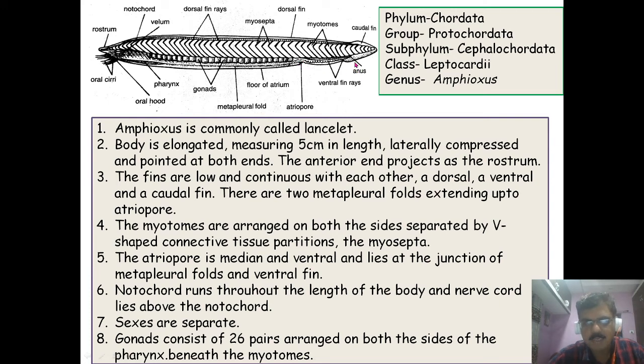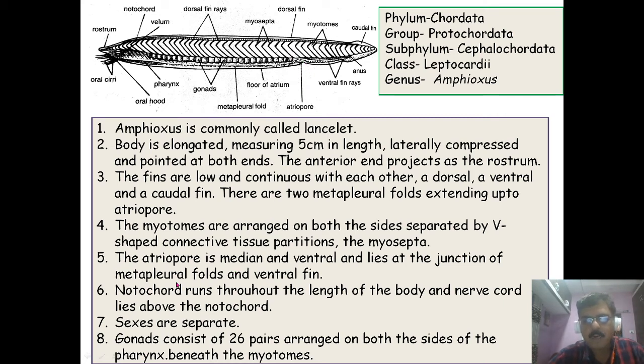The atriopore, this is the atriopore, this is the opening. It has 2 openings, one is the atriopore and the other one is the anus. The atriopore is median and in the ventral position and lies at the junction of the metapleural folds and the ventral fin. From there the ventral fin starts, and there the metapleural folds end. At the junction of these two, there is the atriopore.